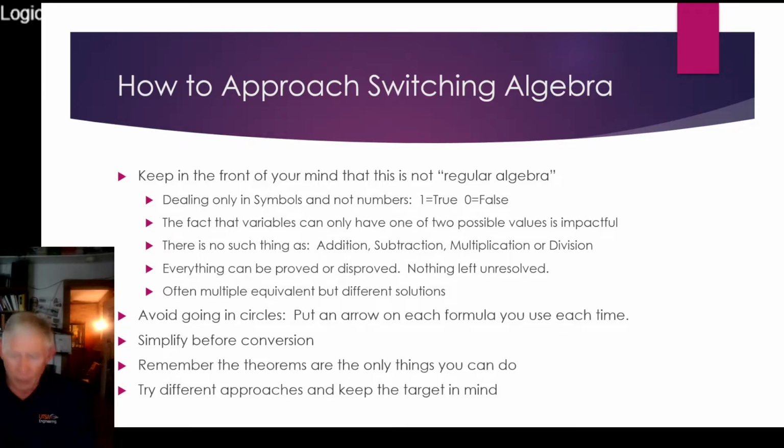The main thing here, one of the problems with switching algebra, is that you're always tempted to think about it as regular algebra, and it's not. So you've got to get that out of your head right off the bat. Our variables are limited to just 2 values, 0 and 1, and that changes everything.